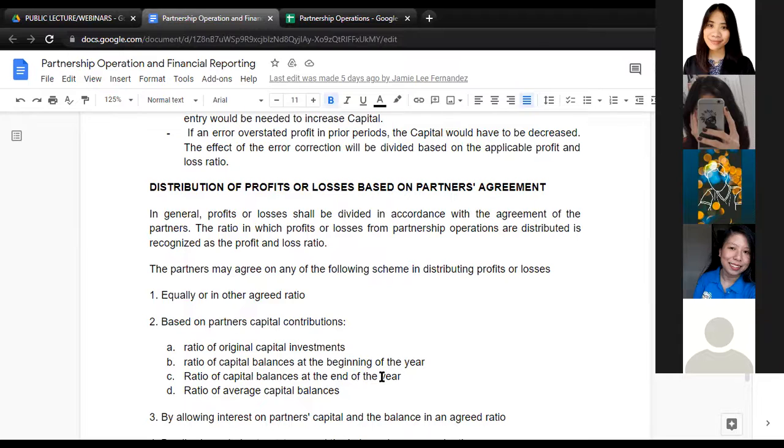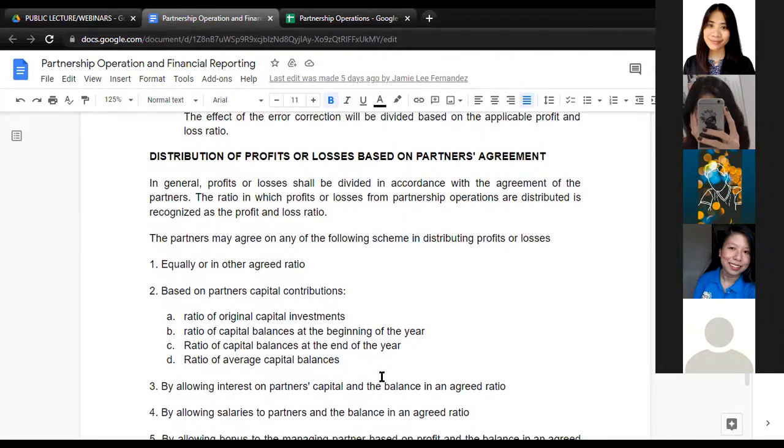Next is the distribution of profits or losses based on partners' agreement. Ang pag-distribute ng profit or loss, siyempre, nakabase yan sa agreement ng partners. Sabi dito, in general, profits or losses shall be divided in accordance with the agreement of the partners. The ratio in which profits or losses from partnership operations are distributed is recognized as the profit and loss ratio. And the partners may agree on any of the following schemes in distributing profits or losses.